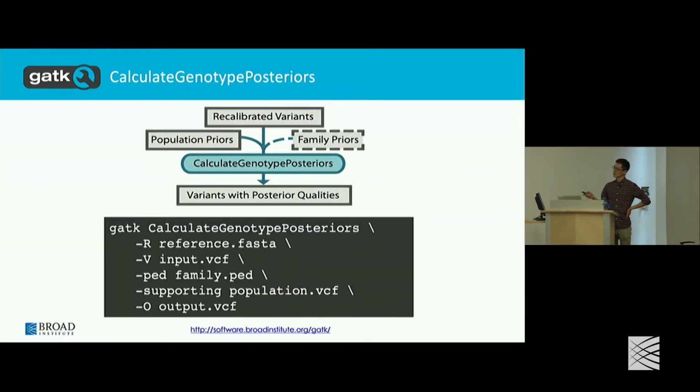And this is how you run it in GATK. CalculateGenotypePosteriors is the name of the tool. The pedigree file, -ped, is optional.